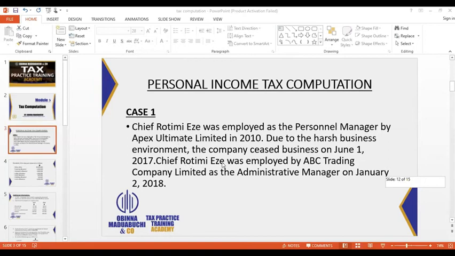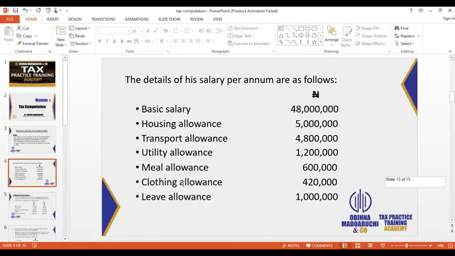So I said Chief Rotimi Eze was employed by ABC Trading Company Limited as an administrative manager on January 2nd, 2018. So you could see that he is employed by which company? By ABC Trading Company Limited as what? An administrative manager. From where? From January 2nd, 2018. So you could see that 2018 is a relevant year that we are looking at now.